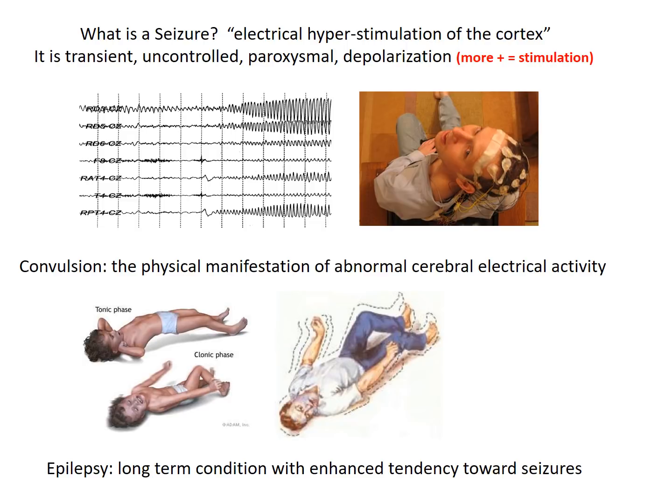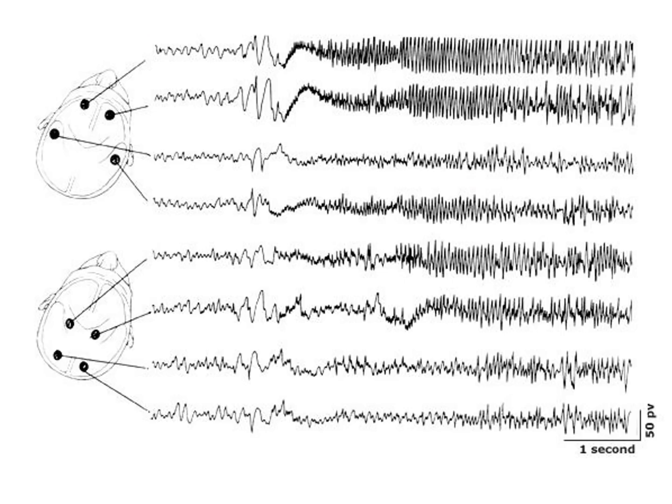That's the convulsion. And then we use the term epilepsy for individuals who have a long-term condition with an enhanced tendency towards developing seizures. A lot of people use seizure and convulsion interchangeably. Again, in terms of proper terminology, we should refer to the seizure as the electrical activity happening in the cortex, that electrical activity that you can see occurring on an EEG, and then the convulsion as the physical manifestation of that electrical activity.